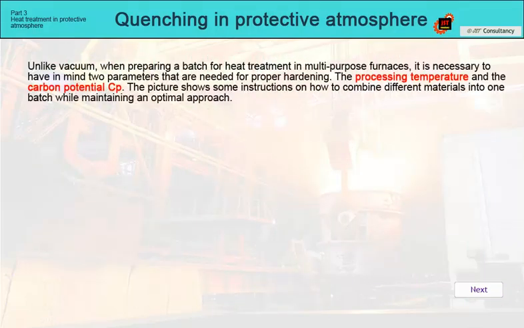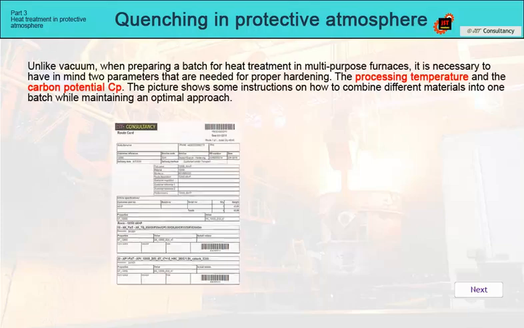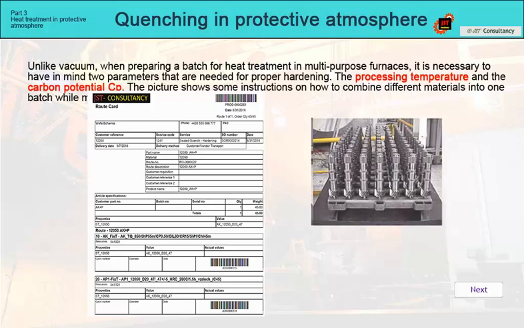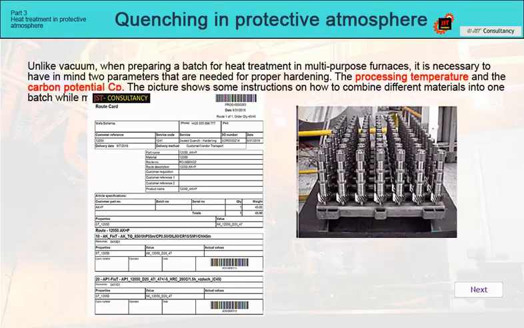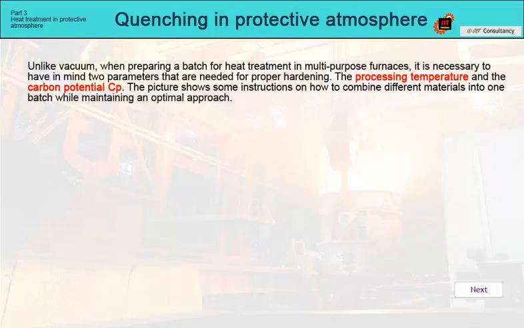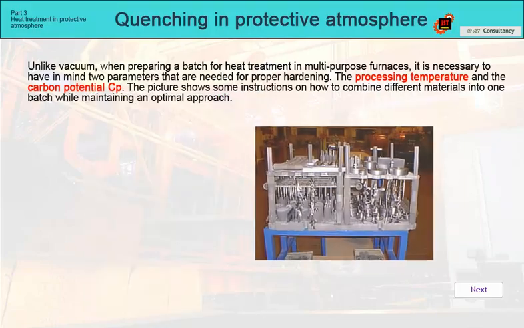Unlike vacuum, when preparing a batch for heat treatment in multi-purpose furnaces, it is necessary to have in mind two parameters that we need for proper processing: the temperature and carbon potential, CP. For complete batches, when we process one material grade and one type of part, this is not a problem. We insert the processing parameters into the routing, and then, if the results do not deviate from the specification, we repeat it permanently. However, it is different for mixed batches in commercial heat treatment.